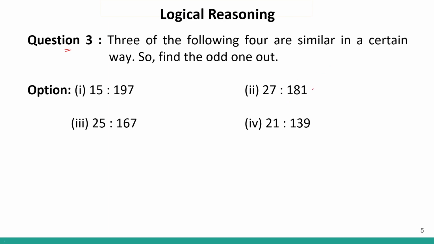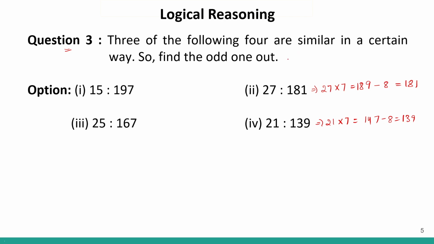So if I multiply 27 by 7, how much will I get? 7 into 7 is 49. 4 will be carried. 7 into 2 is 14. 14 plus 4, 18. I'll get 189. So I have to subtract 8 to get 181. Okay. Now let us look over here. If this is 20 and this is 140, this will be around 7 times, correct? So let us see. Over here also, 21 into 7 will be how much? This will be 147. And if I subtract 8 from it, I'll get 139.